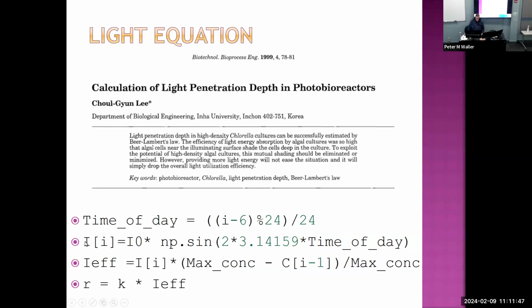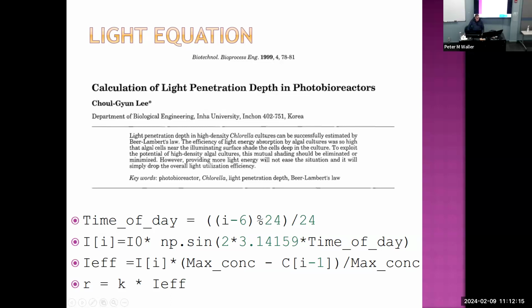Then we calculate our light intensity for the culture as I0 times NP dot sine. So that's a sine function. And then we have 2 times pi. And so we take the 0 to 1 and we convert it to 0 to 2 pi in order to get a sine curve. And so that'll give us our light intensity at any time.